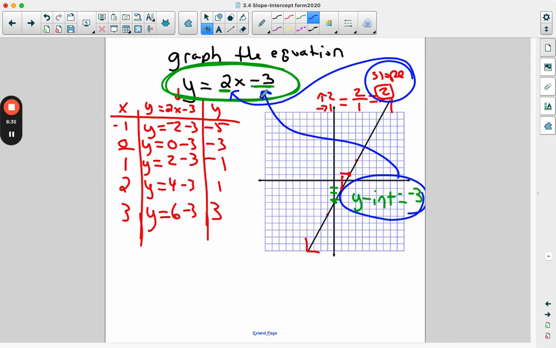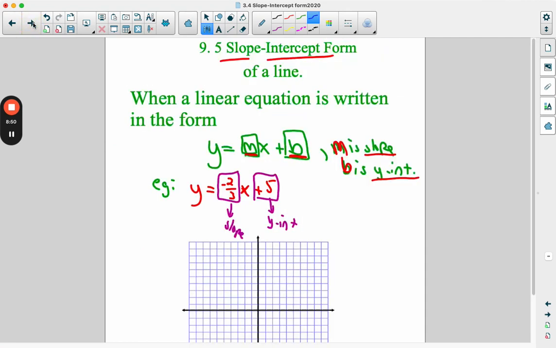So when you have an equation that's written as y equals some x's plus or minus a number, the number that's multiplied by the x's is our slope. The number that's added or subtracted at the end is our y-intercept. So let's flash forward to that screen we were just on a second ago. When a linear equation is written in the form y equals mx plus b, m is our slope, and b is our y-intercept. So looking at the equation y equals negative 2/3 x plus 5, you should be able to look at this and say, oh, my slope is negative 2/3. My y-intercept is positive 5.